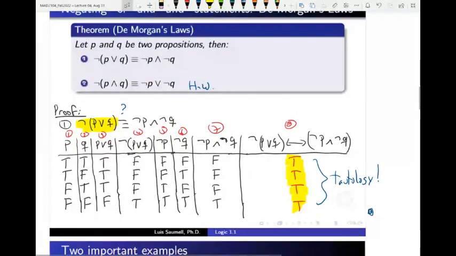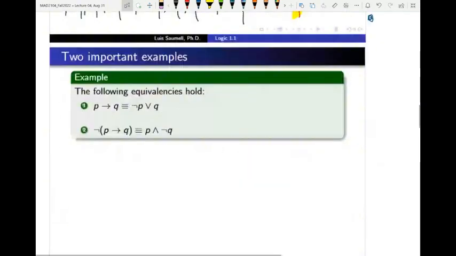Questions about De Morgan's law? All right, so in the homework you will have examples of how to negate statements with sentences and so on, but this is basically the rule. Okay, so just follow that rule.